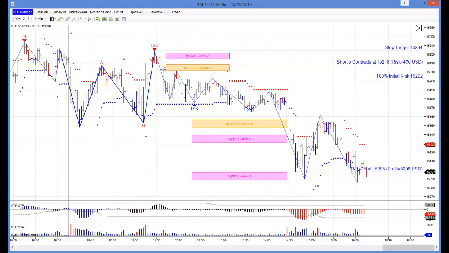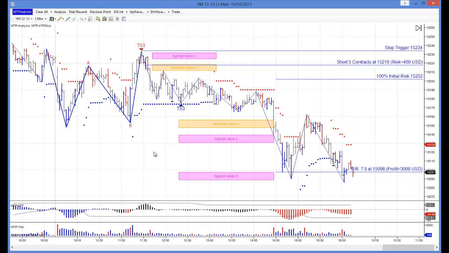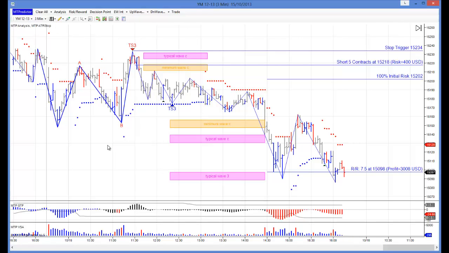Again, short from pretty much the high of the day to take profits at pretty much the low of the day is the best a day trader could have hoped for yesterday, particularly when the profit was so large in relation to the initial risks. And that's what MTPredictor did yesterday, and I think that was a very good result for all our MTPredictor customers yesterday.